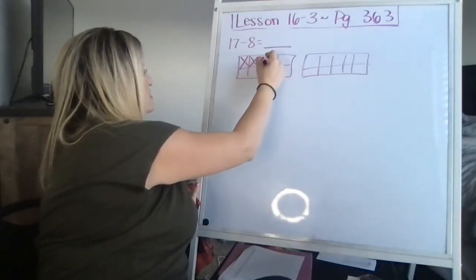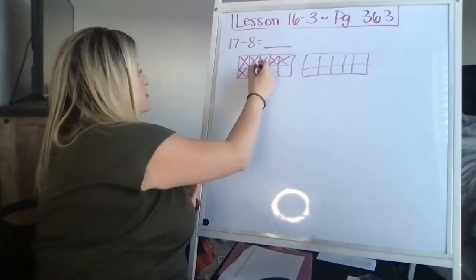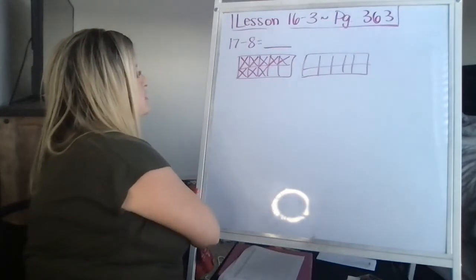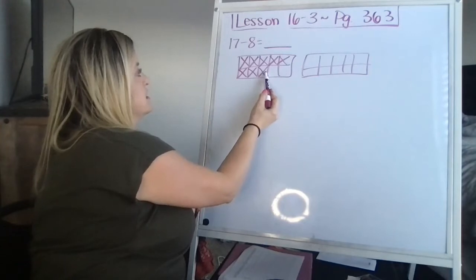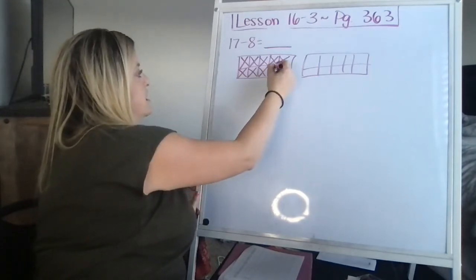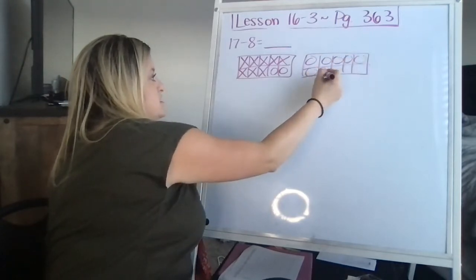So let's do this. Let's do 17. I'm going to do 8. So here's my 8. I'm going to count on until I get to 17. So I have 8, 5, 6, 7, 8. Count on until I get to 17. 9, 10, 11, 12, 13, 14, 15, 16, 17.